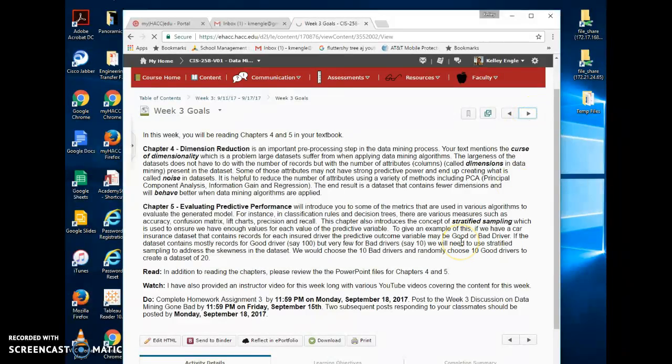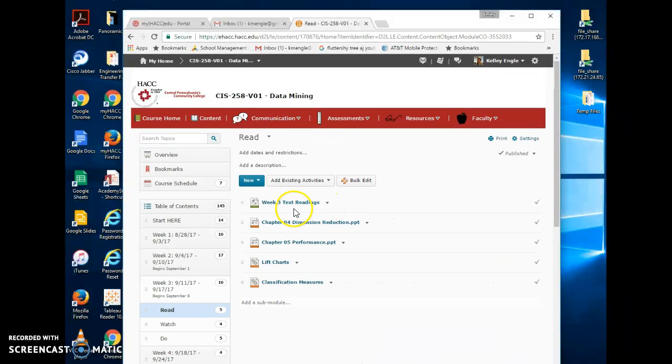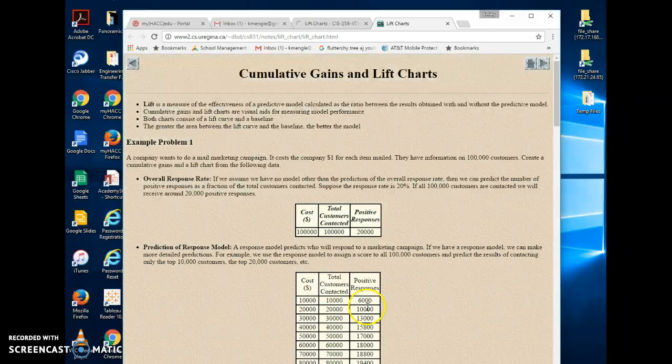So let's go into the next section here so I can talk a little bit about the reading. Here you have these 2 PowerPoints, but then down below you have these URL links to websites that I want you to look at.